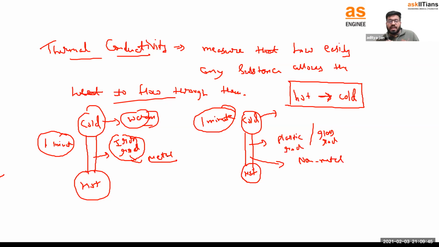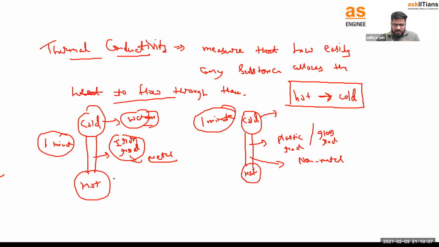So I can say iron rod has a more thermal conductivity than the plastic rod. That's how you classify the material according to their values of thermal conductivity. Basic feel of thermal conductivity is clear, that how easily any substance is able to allow the flow of heat through them is measured by a term which is known as thermal conductivity.